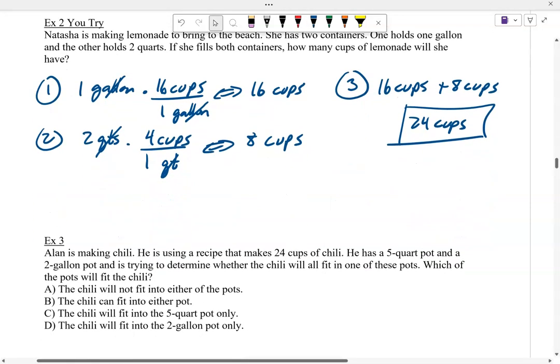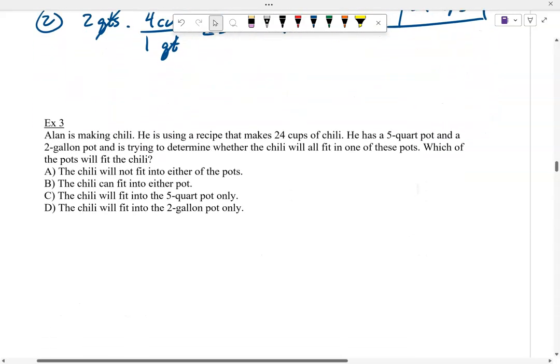All right, how about this one? Alan's making chili. He's using a recipe that makes 24 cups. He's got a 5-quart pot and a 2-gallon pot. So which one or both will fit the chili? So we want this in cups, don't we? So that we can compare this. Because we've got to make 24 cups of chili.